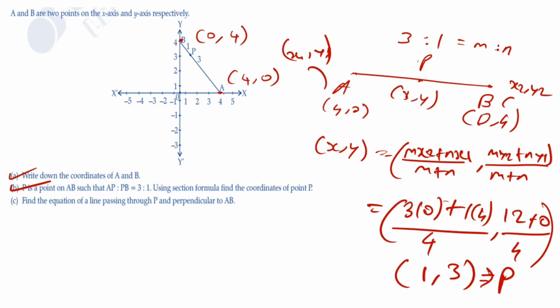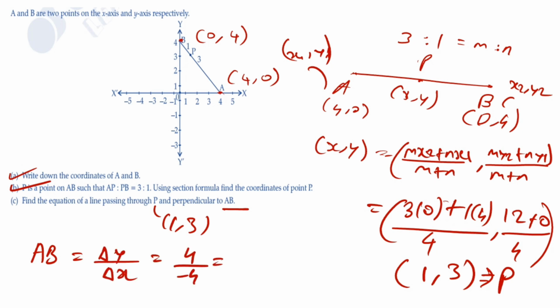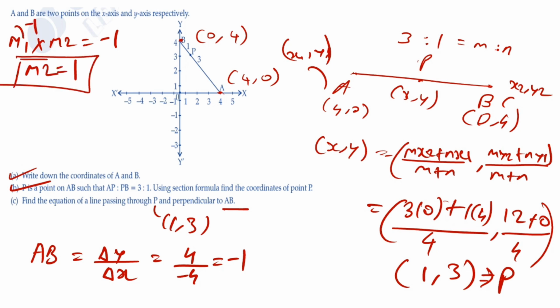Now third, we need to find the equation of the line passing through P and perpendicular to AB. We know the value of point P is (1, 3). If we know the slope of the line perpendicular to AB, then we can use the slope point form. The slope of AB is change in y upon change in x. Change in y is 4 minus 0, change in x is minus 4, equal to minus 1. If two lines are perpendicular, then the product of their slopes will be equal to minus 1. So here, m1 is minus 1, so m2 will be equal to 1.